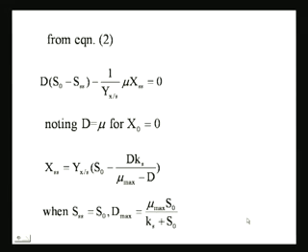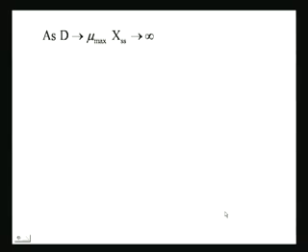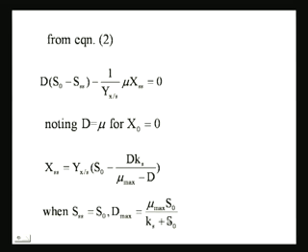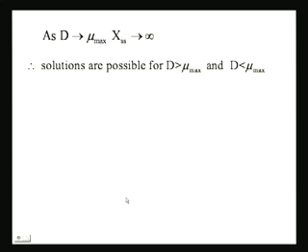So, if that is clear, then in this equation, as mu max goes to D, you see over here, the denominator goes to 0, and this goes to infinity as a result. So, solutions are possible for D greater than mu max and D less than mu max.